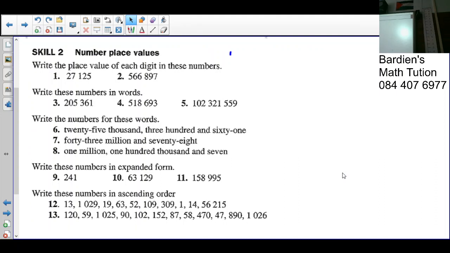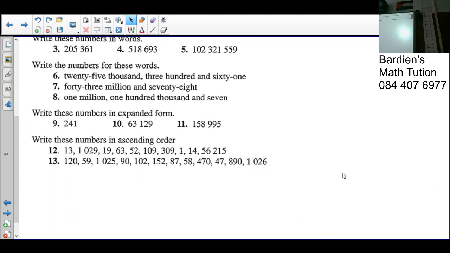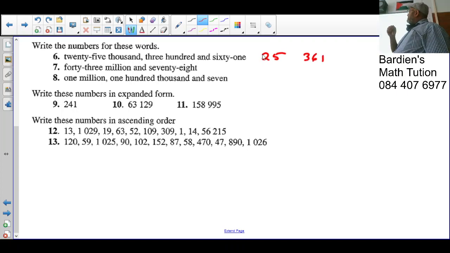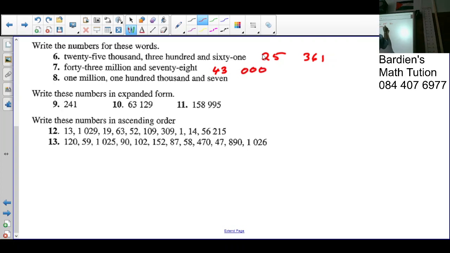Okay, you done with number 6? So write these numbers for these words. So what will it be? 25,361. You all agree with that? The next one? 43 million and 78. So it's 43 million, no thousands, and 78. Okay? You all agree with that?